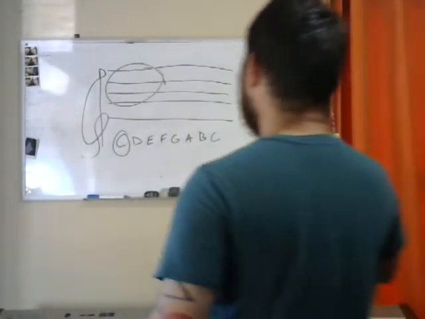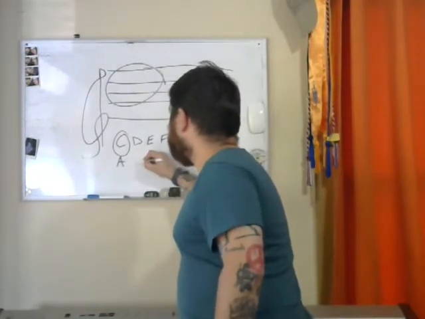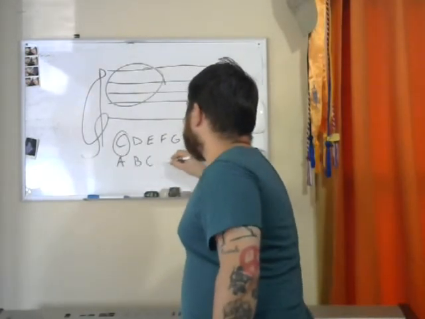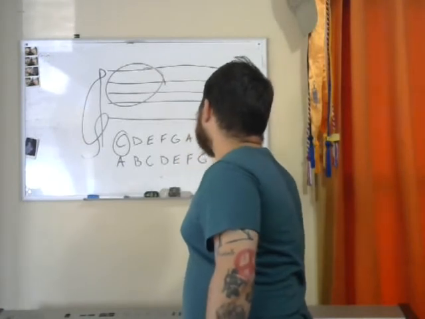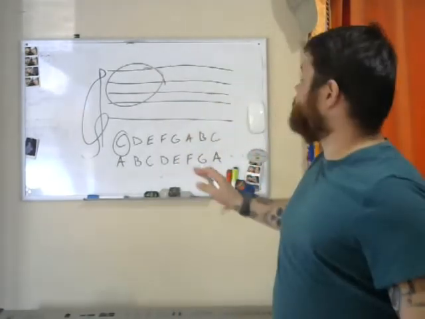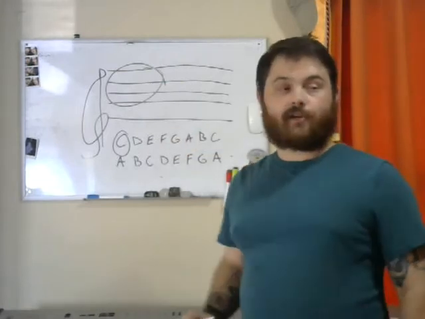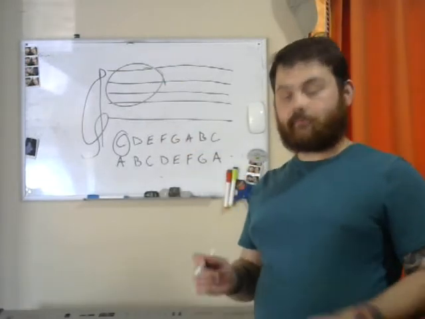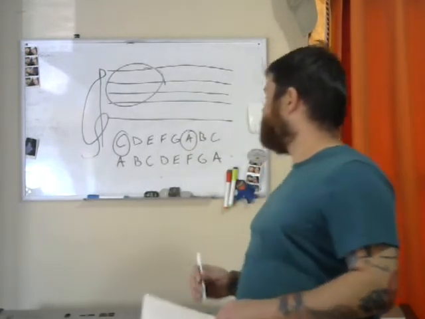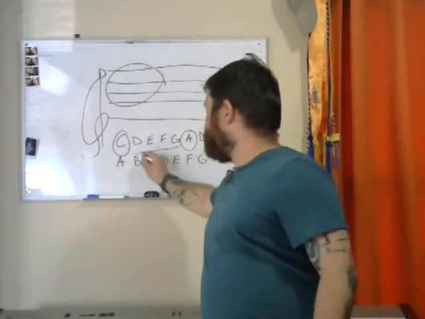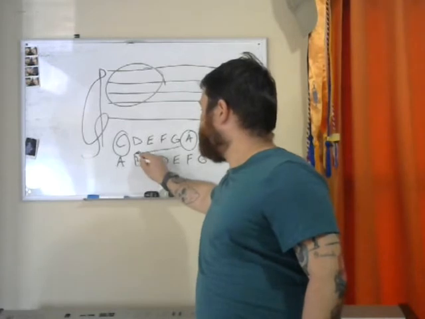Meaning A minor, which is A, B, C, D, E, F, G, A, shares the same notes as C major, just starting on A. And if you notice, A is the 6th scale degree, and that is its relationship to the major key.